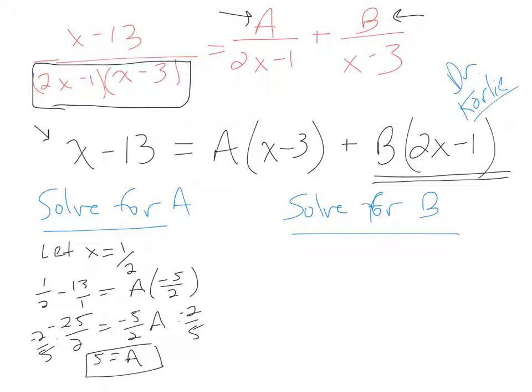And then I'm going to solve for b in the same fashion. This way we'll let x equal some number so that this term will 0 out. And we'll let x equal 3. And then solve what's remaining.